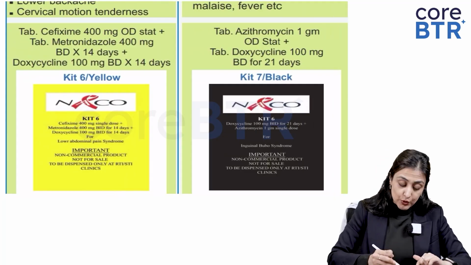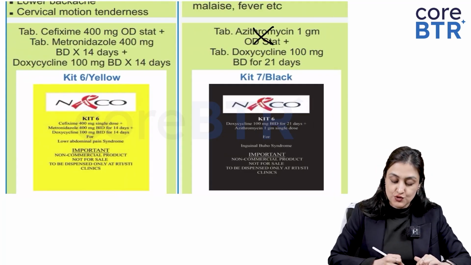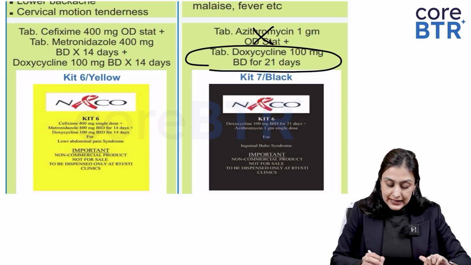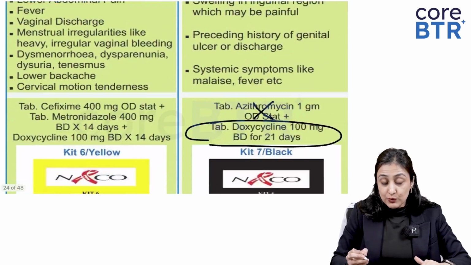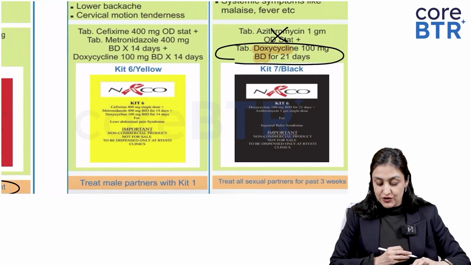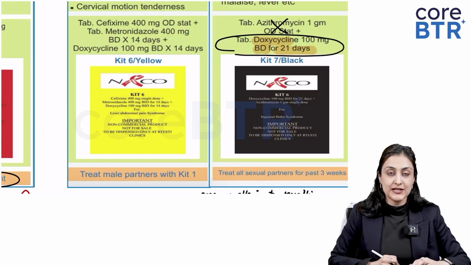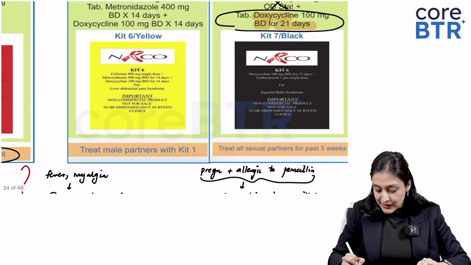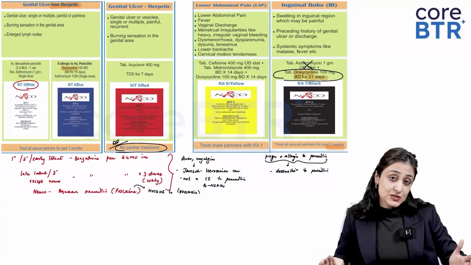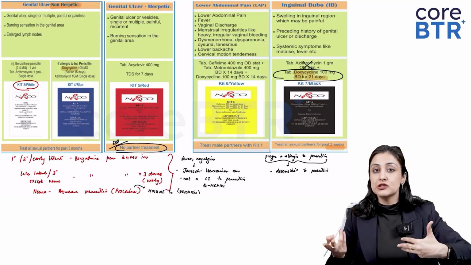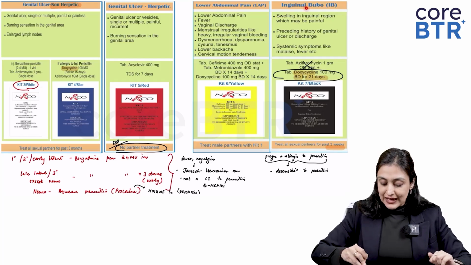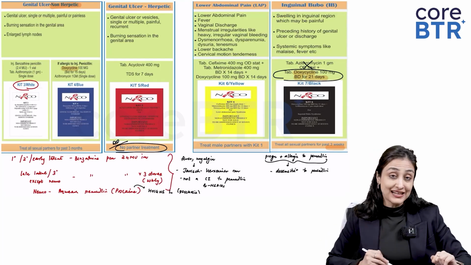Bubo is the black kit. Earlier we were giving both. Now they have updated this to only doxy. So here you can remember BD. BD means bubo, you give doxy BD, 100 mg BD for 21 days. All partners for the past 3 weeks would be treated, and that makes sense. Why 3 weeks? Because it was 3 to 30 days. So we are basically covering for 3 weeks here. So this is the inguinal bubo, black kit.